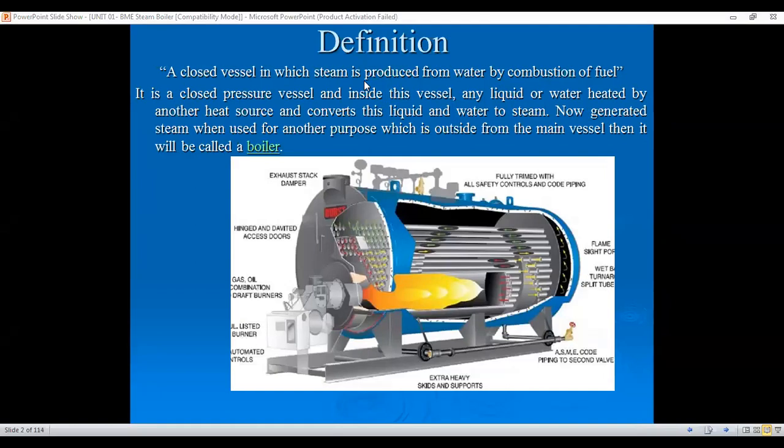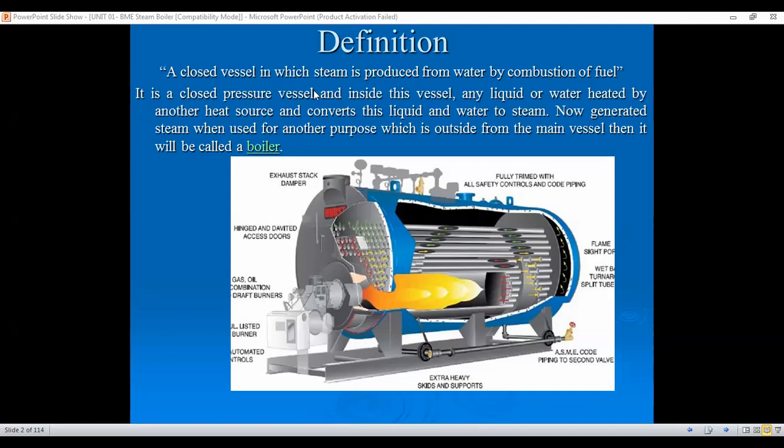Okay, the simple definition. So this is not the full definition of the boiler, but this is the definition of a steam generator, a device by which we can generate the steam. A closed vessel in which steam is produced by consumption of the fuel.